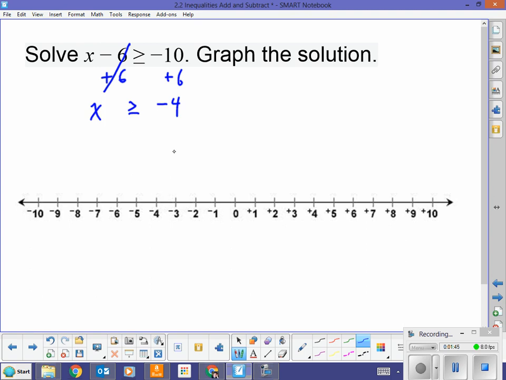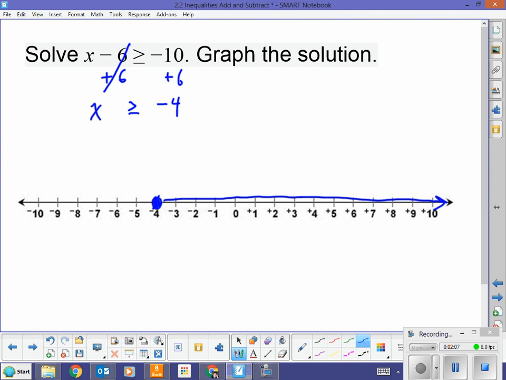Then I'm going to graph it. Here's my boundary, negative 4. It's equal to negative 4, so solid dot. And it is greater than negative 4, so to the right of the boundary. Easily done. Okay, if you need to see that again, just back the video up and watch it again.